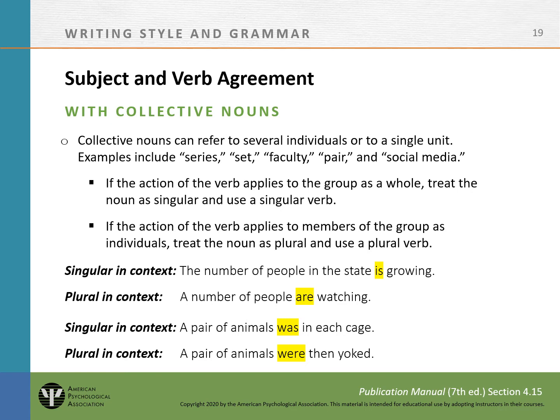For example, singular in context, the number of people in the state is growing. Plural in context, a number of people are watching.